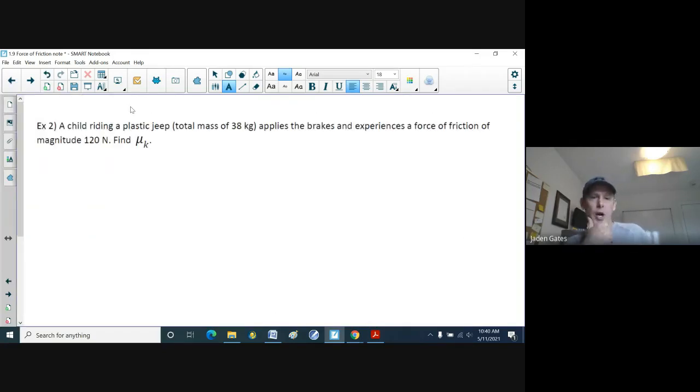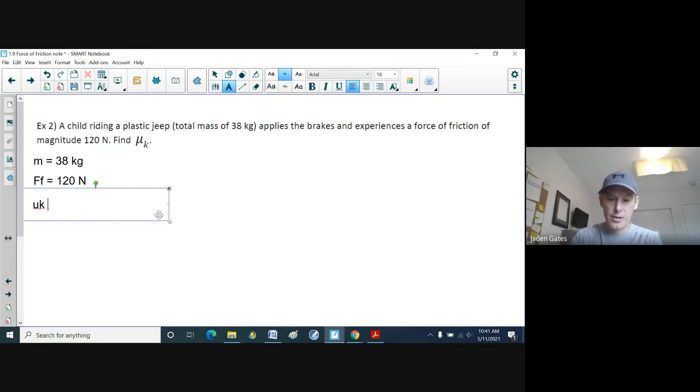A child riding a plastic Jeep, total mass of 38 kilograms, applies the brakes and experiences a force of friction of magnitude 120 newtons. Find the mu k. All right, so what do we got here again? Writing down my information I know. My mass, 38 kilograms. We know the force of friction this time out. It's 120 newtons. And what we're looking for is that mu k.